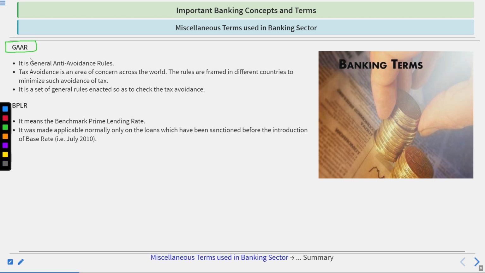The GAR stands for General Anti-Avoidance Rules. Tax avoidance is an area of concern across the world, and rules are framed in different countries to minimize such avoidance of tax. It is a set of general rules enacted to check tax avoidance. Suppose one person is dealing with two countries at the same time, and both countries have their own tax rate. The person becomes liable to pay tax at both places, so the net income of the person would be minimized. That's why people try to avoid taxes, and that's how black money rises.